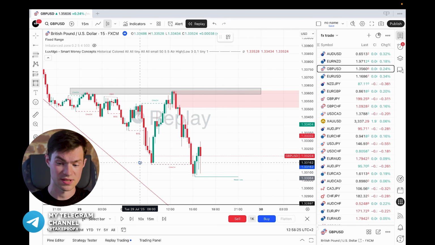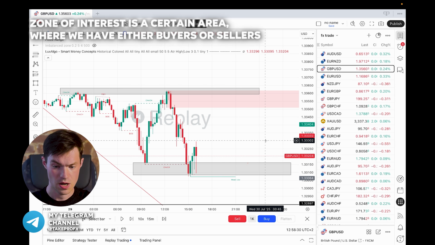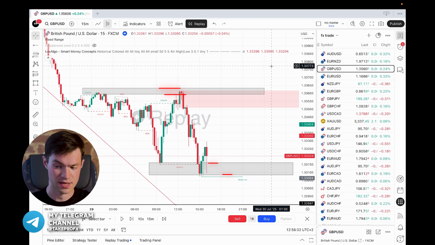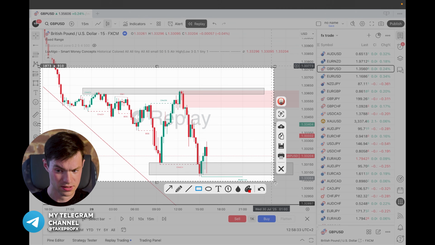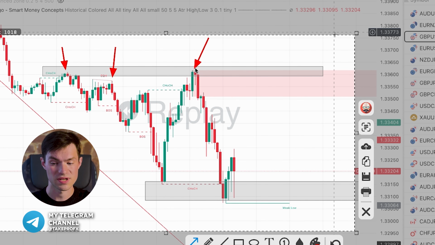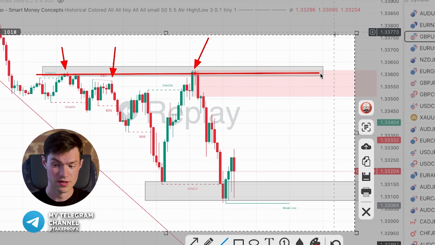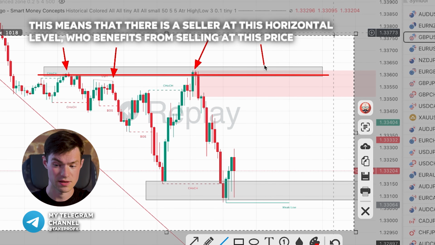For those who do not understand, I will say that the zone of interest is a certain area where we have either buyers or sellers. On the example of this chart, it is very easy to assume where we have a seller, because, let's say, here we have received deep pullbacks. This means that there is a seller at the horizontal level who benefits from selling at this price.